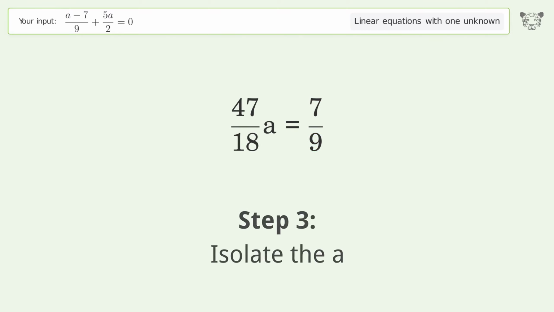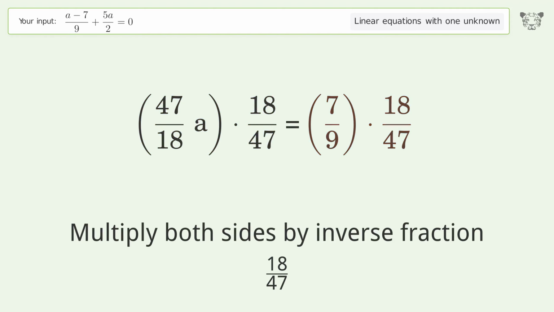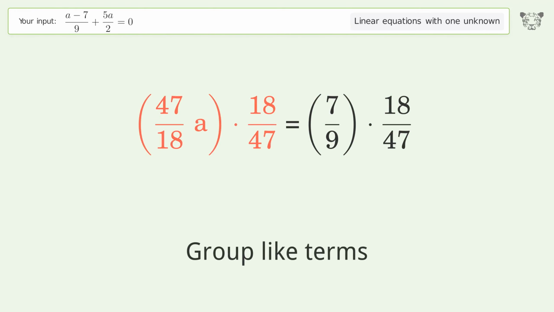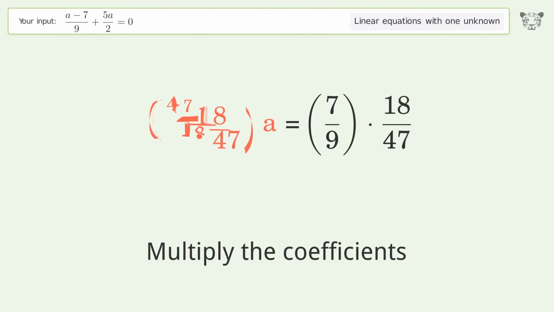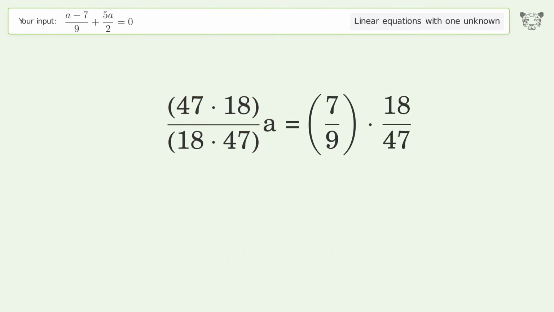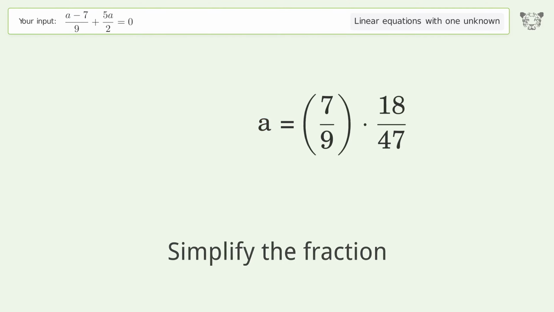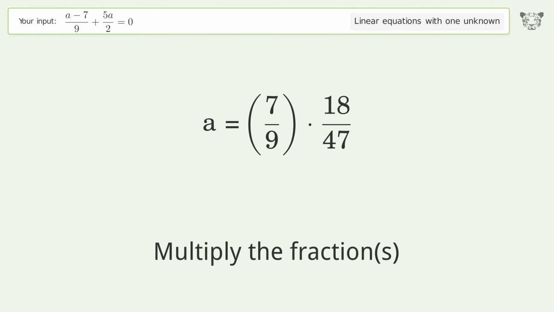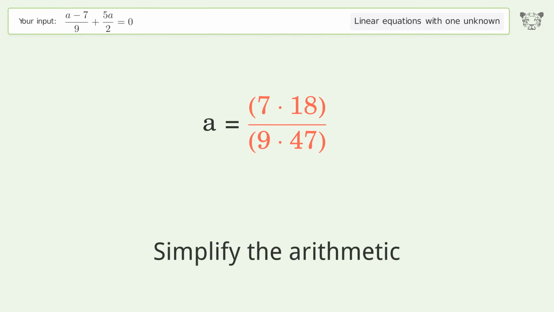Isolate the a. Multiply both sides by the inverse fraction, 18 over 47. Group like terms. Multiply the coefficients. Simplify the fraction. Multiply the fractions. Simplify the arithmetic.